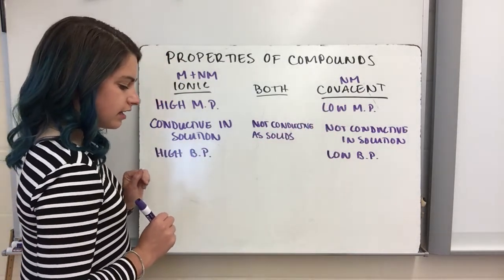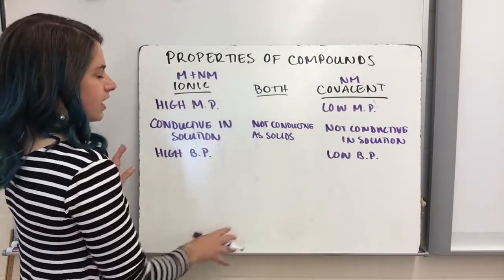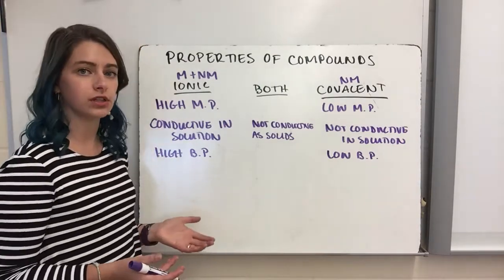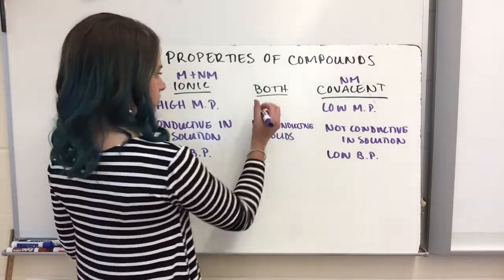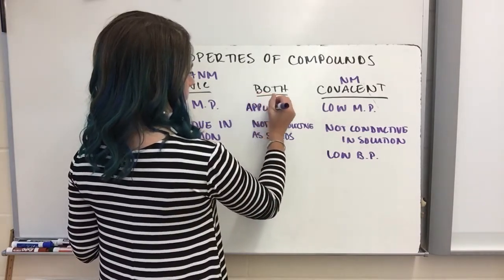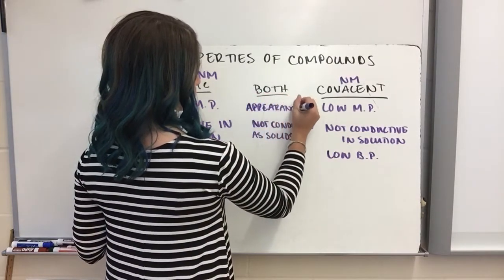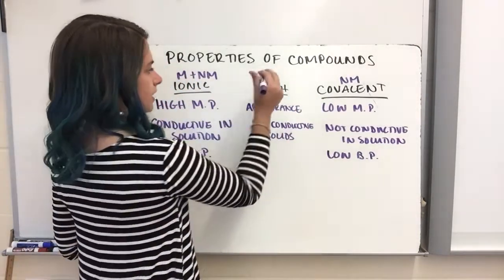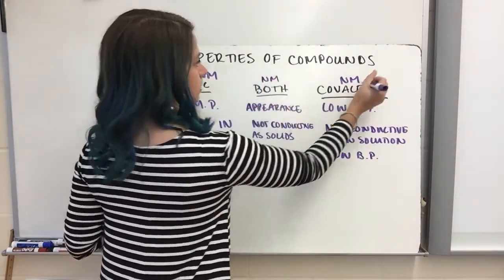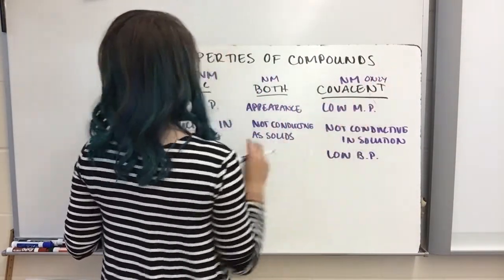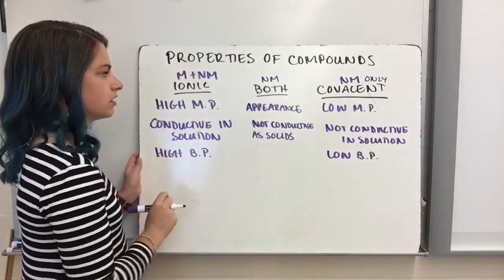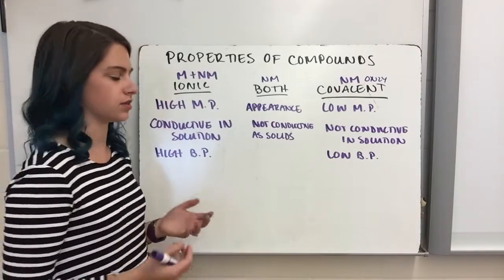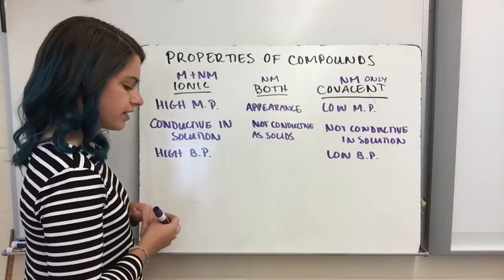And then the last thing that we're going to look at are some of the other things that they have in common. Both tend to look like white compounds as solids, so their appearance is similar. And the other thing that they both have in common is that they both contain nonmetals. So covalent are nonmetals only, ionic has metals and nonmetals, and both of them contain nonmetals. So if a compound contains a nonmetal, that's not the only thing you can go off of to determine if it's ionic or covalent.